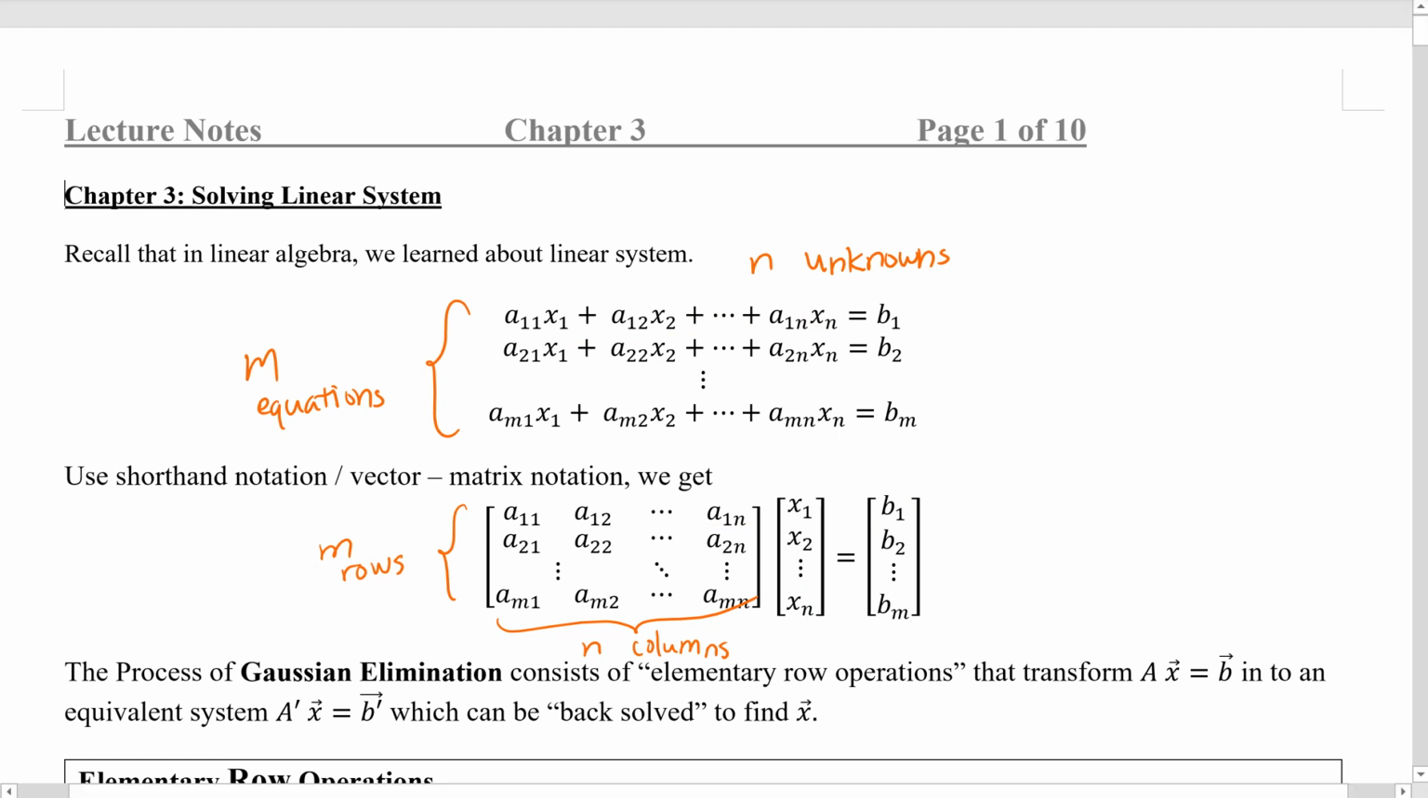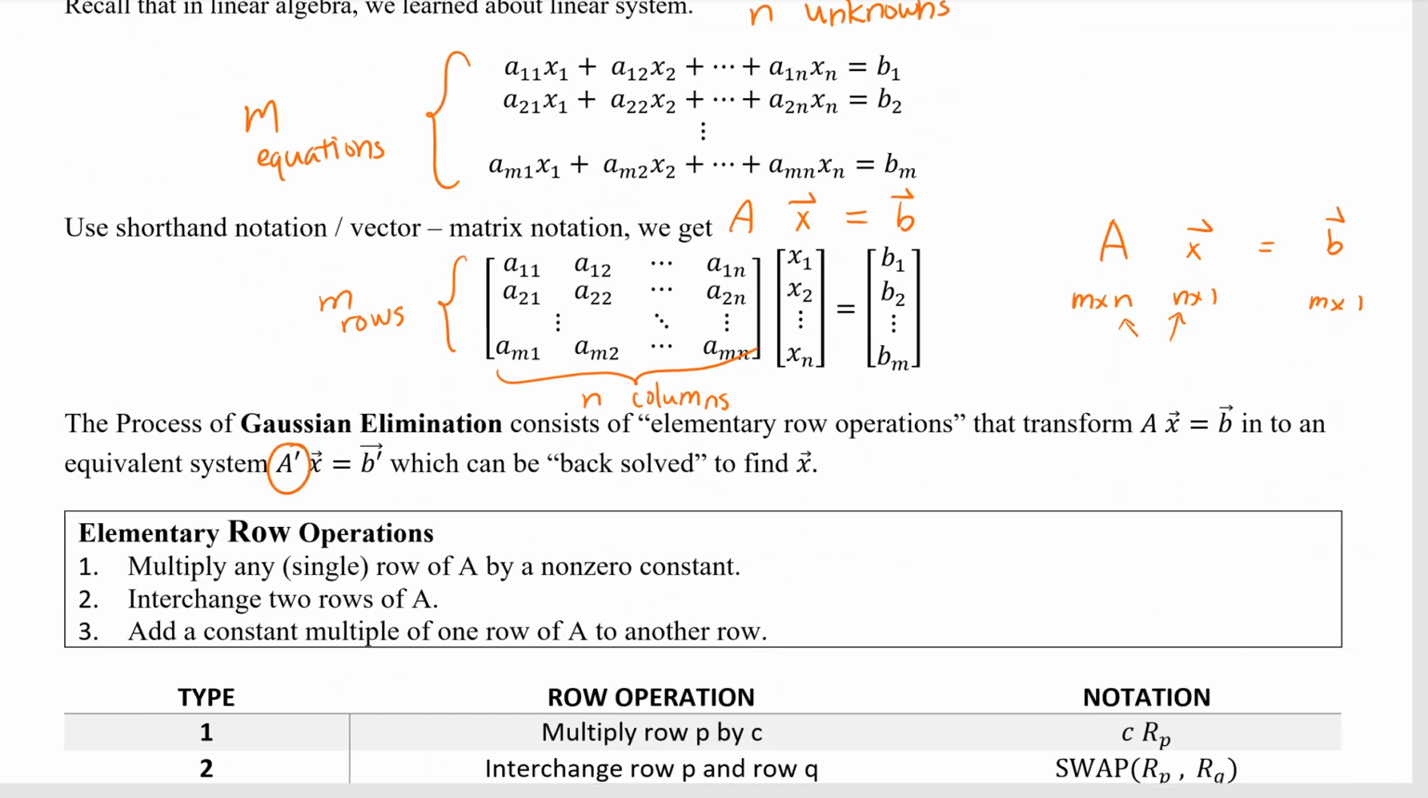Okay, and then the process of Gaussian elimination consists of the elementary row operations that transform this linear system. We can call this matrix A, and this vector X, and then this vector is B. So A is an m by n matrix. X is an n by 1 vector. Remember matrix multiplication, you have to make sure the inside dimensions match. They're all n, right? And then the result is going to be an m by 1 vector in this case. So elementary operations can transform the original linear system to an equivalent system, A prime x equals b prime, which can be back solved to find x. And usually this A prime is the echelon matrix.